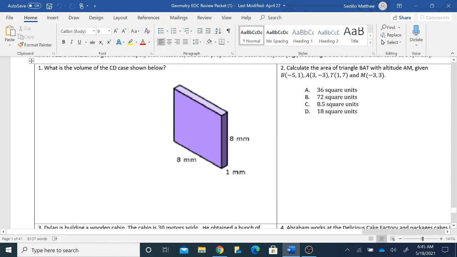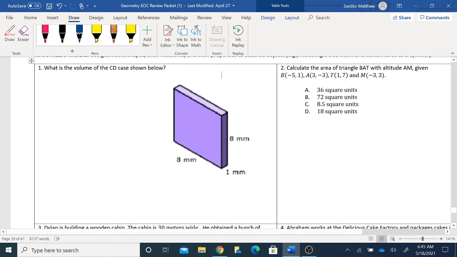So first question is, they want us to find the volume of the CD case, and we got a prism. It's a prism because the bottom side is the same as the top side. The volume is capital B times H. Capital B is the area of the bottom side, so that's 8 by 1. So you would do 8 times 1, and then times the height, which is 8. So this would be 64 millimeters cubed because it's long.